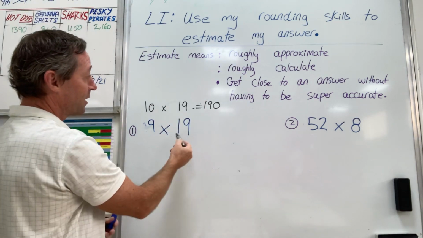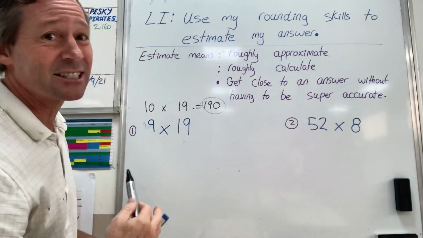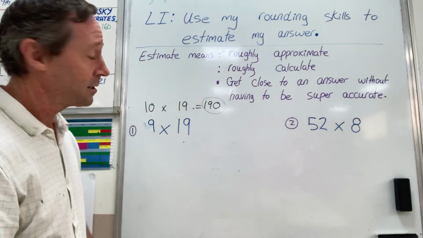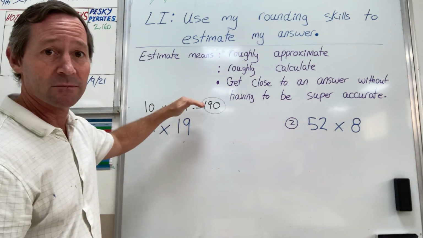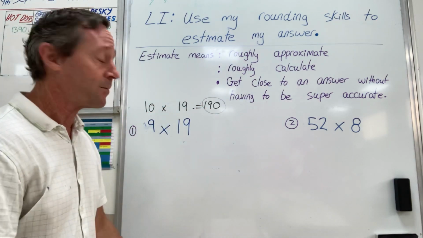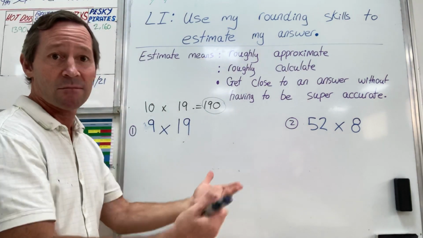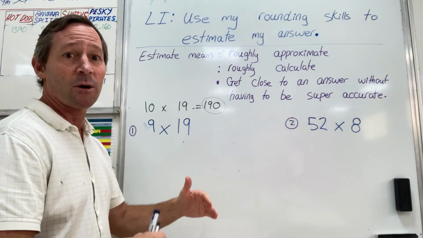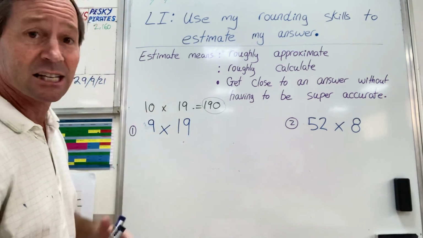So this one here, 9 times 19, I'm getting closer to the exact answer, but I don't need the exact answer. So if you put down 10 times 20, it's 200. That's fine. If you went 10 times 19, it's 190. That's fine too. They're both not the accurate answer, but when you get asked to estimate, that's fine.